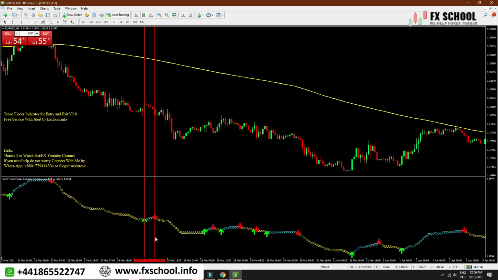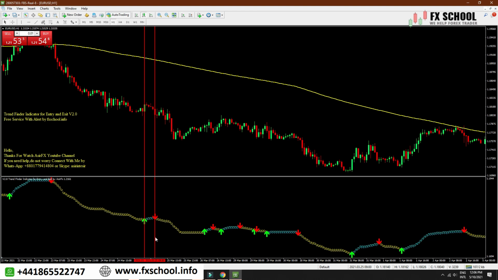So after opening a trade, you have to set 30 pips stop loss and 50 pips take profit. Okay, so do not close any order manually by yourself. You have to wait until the price hits the stop loss or take profit, then it will close automatically.